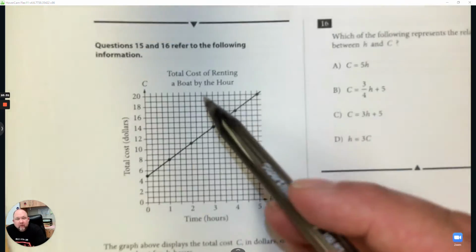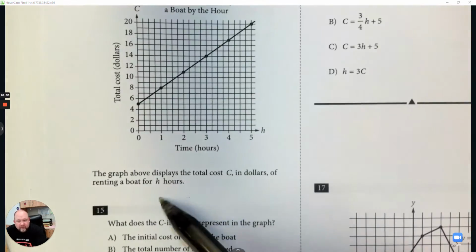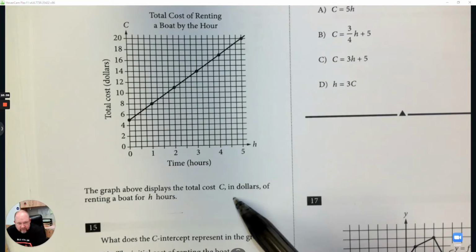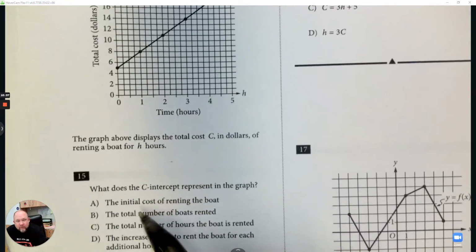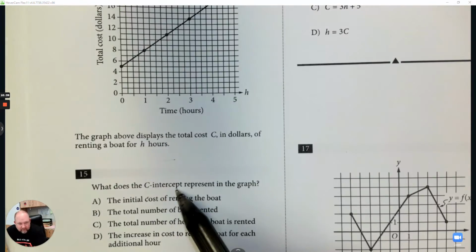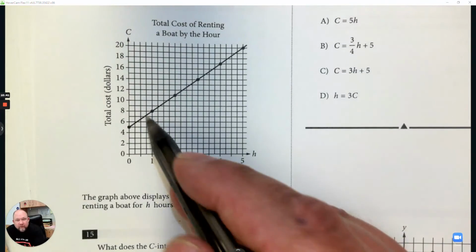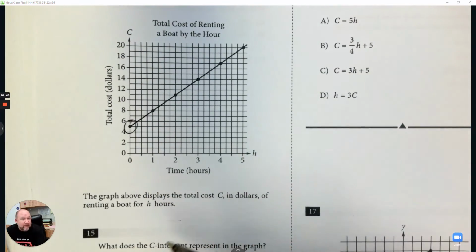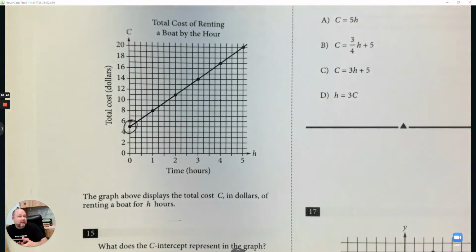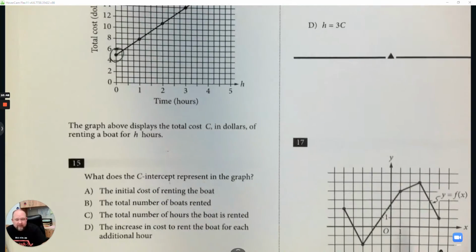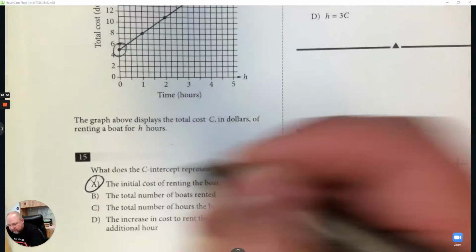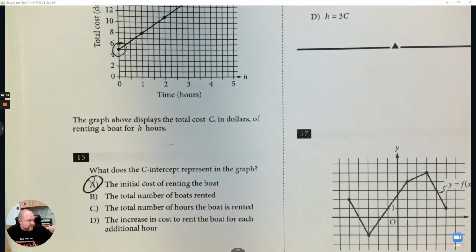Number 15. Questions 15 and 16 refer to this information. The graph above displays the total cost C in dollars of renting a boat. What does the C intercept represent in the graph? So here's the C intercept, and that represents the original fee, or the cost before it goes per hour. So it's the initial cost of renting the boat. That's 15A.